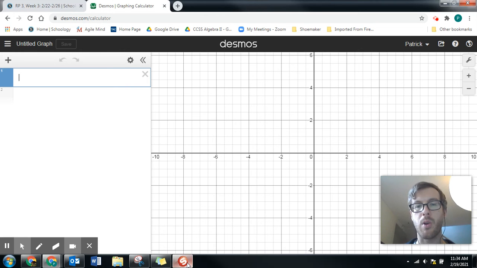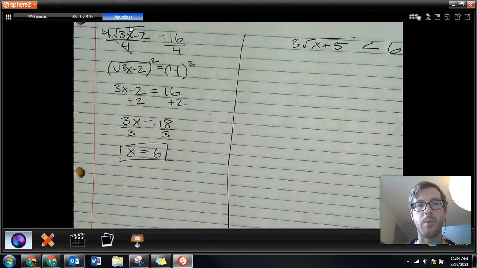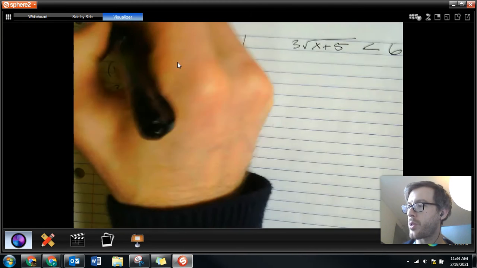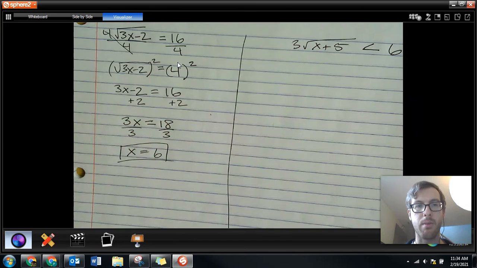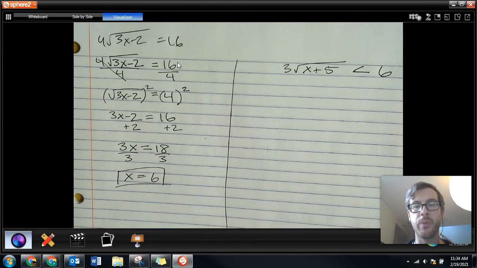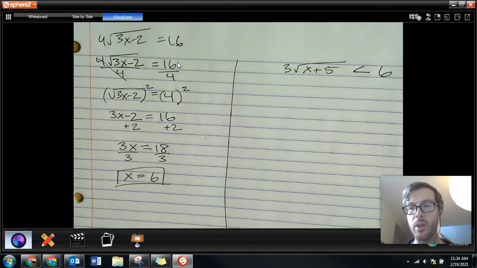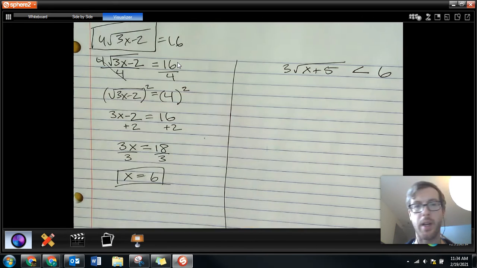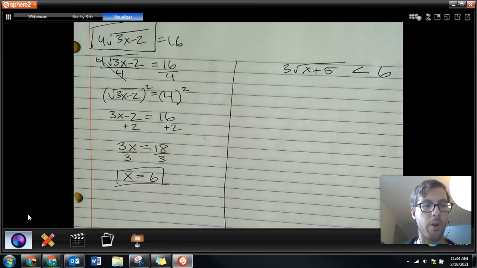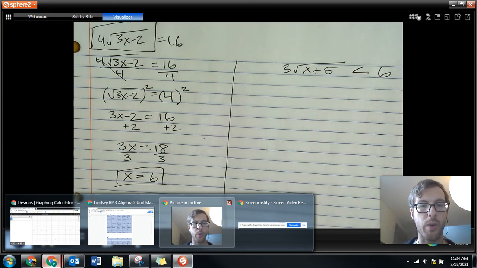All right, so remember our equation. It was 4 times the square root of 3x minus 2 equals 16. Let me rewrite that up top here. So remember, that's the problem we were solving. Now, we want to figure out what value of x makes these two expressions equal. So what we can do is take everything before the equal sign, that whole piece, 4 times the square root of 3x minus 2, and we can graph that.